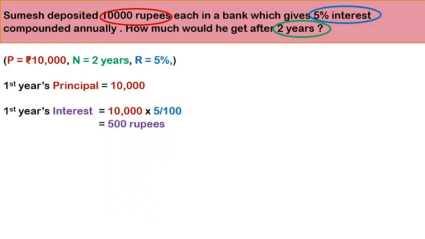So 10,000 into 5 by 100, 2 zeros can be cancelled. 100 into 5, your answer is 500 rupees.